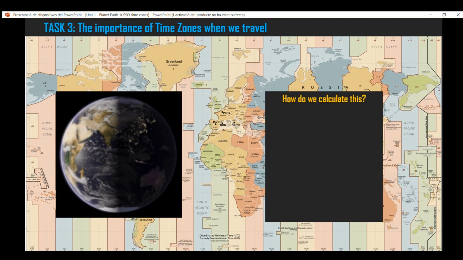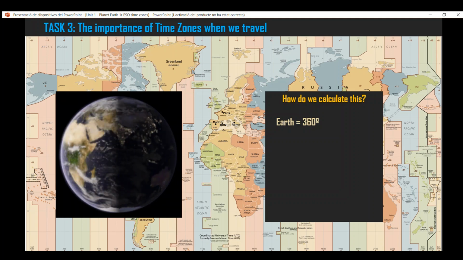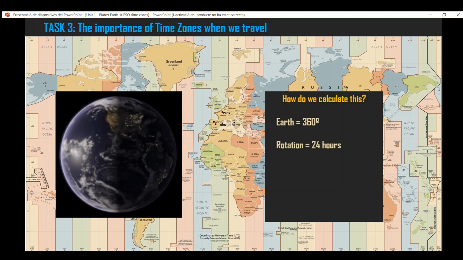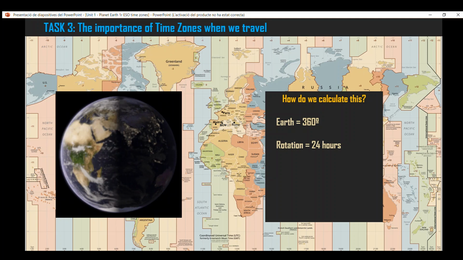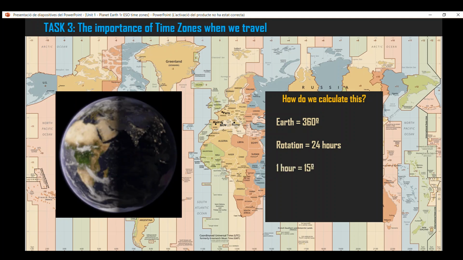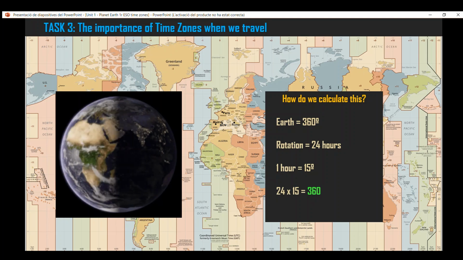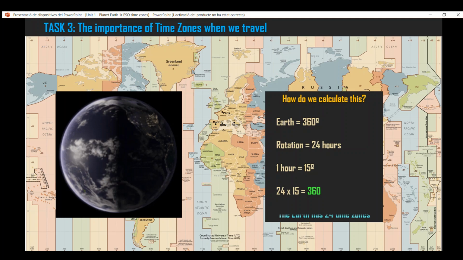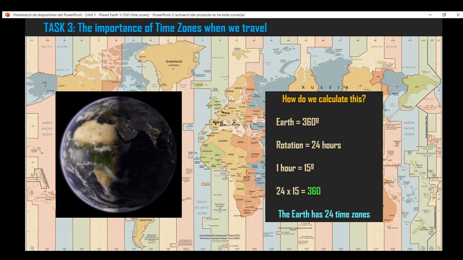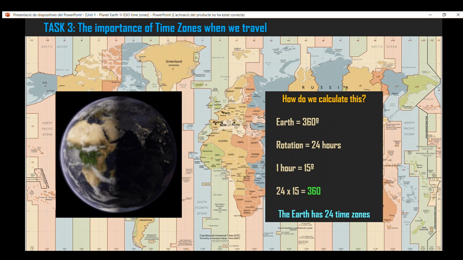But how do we calculate this? The Earth is a sphere of 360 degrees, and as you know, it takes 24 hours to rotate on its axis. It takes 1 hour to move the equivalent of 15 degrees, because if we multiply 24 times 15 it is equal to 360 degrees. Consequently, the Earth is divided into 24 time zones, which go from pole to pole.